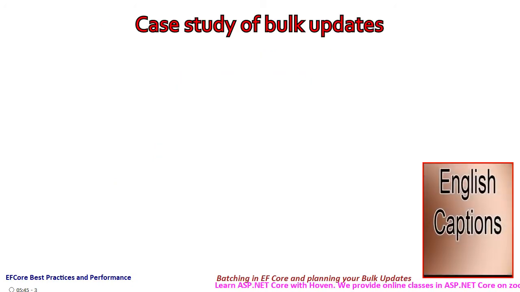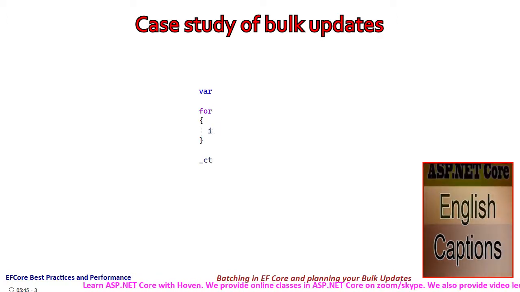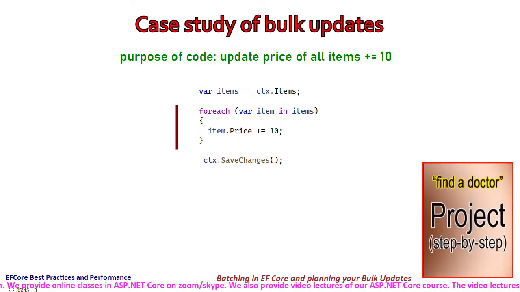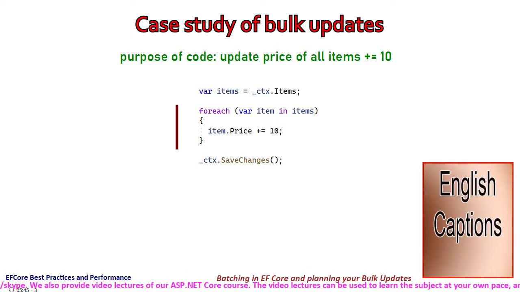And finally, let's take a case study. We take a case study of bulk updates. Consider this code on the C# side. The objective is to update the price of all items by a certain amount, say 10 or 20. This is a simple code, but there are some problems.